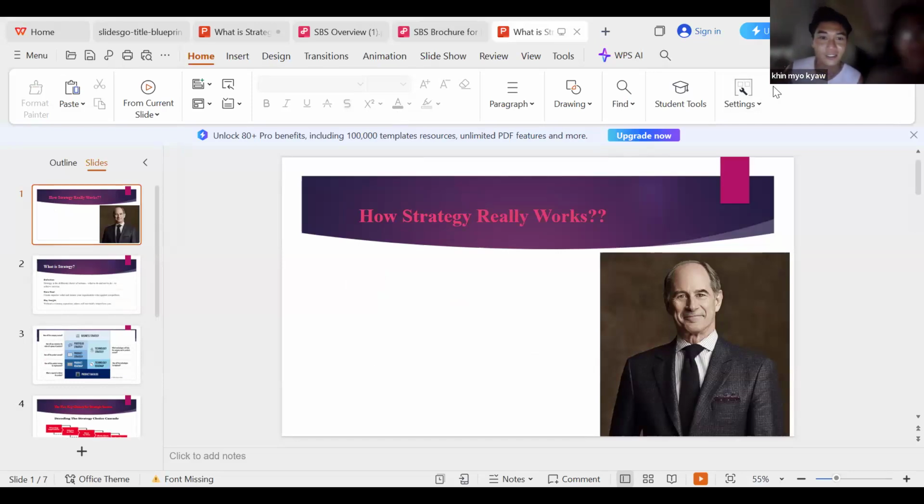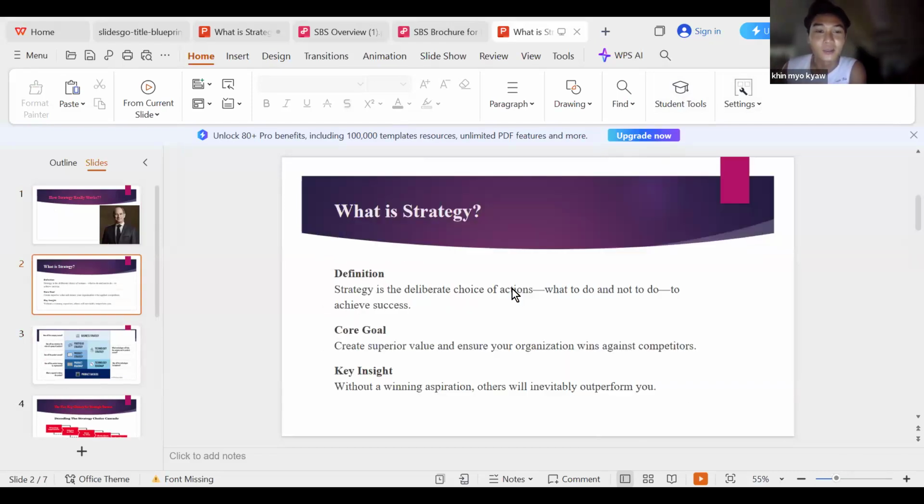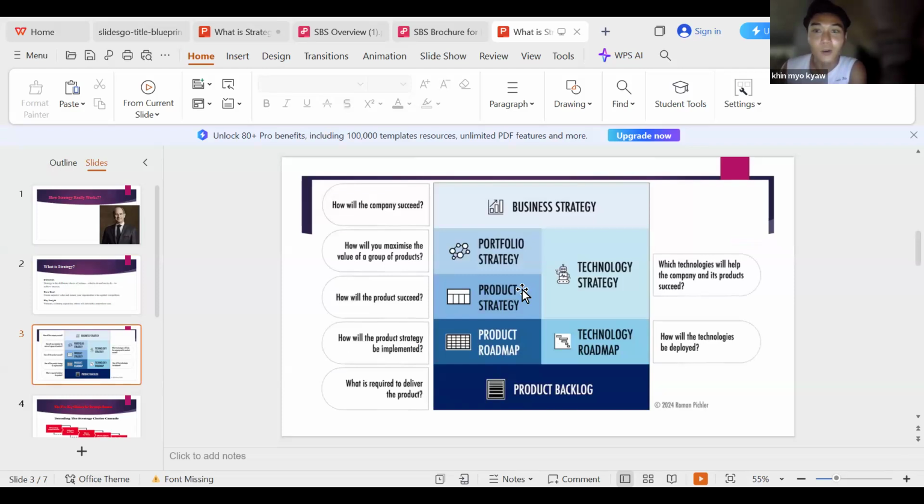Hello everyone. Today I would like to present about how strategy really works. So, what is strategy? A strategy is the deliberate choice of action, what to do and not to do, to achieve success. And the goal is to create superior value and ensure your organization wins against competitors. And the key insight is that without a winning aspiration, others will inevitably outperform you. And this is the picture of how strategy really works, and Kim will continue.